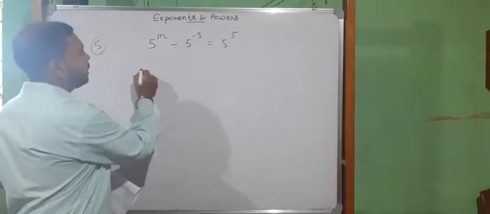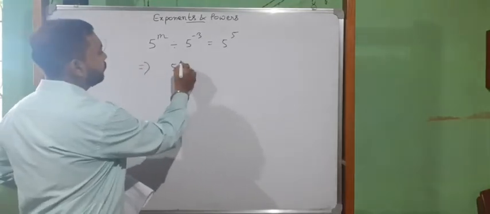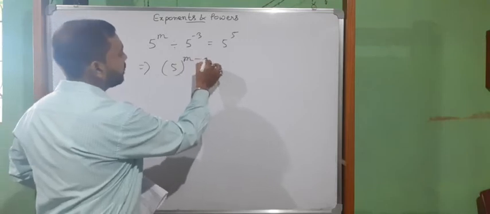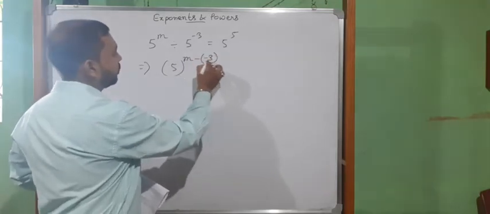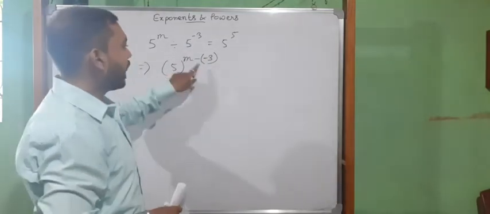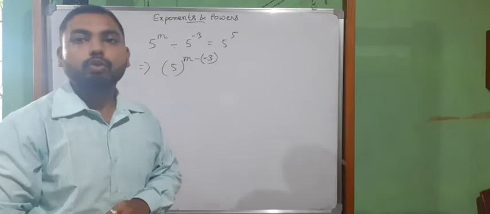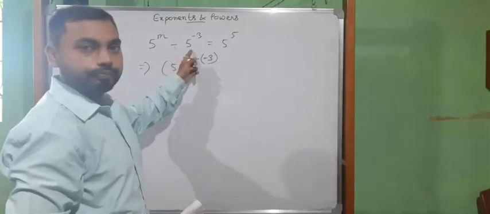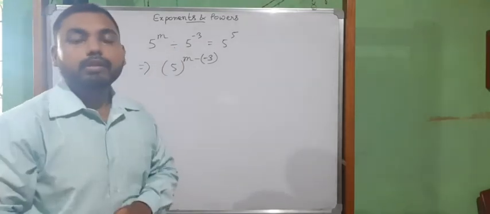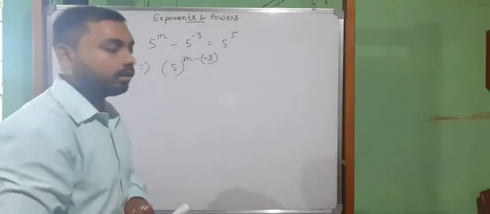So let us apply the rule. So it is 5 raised to the power, it will become m minus 3. Why I have written minus 3? Because it is mentioned in the question minus 3, and this minus it is according to the rule. If the base will be same, the power will be subtracted if in between them divide sign is there. Okay. If division is there.